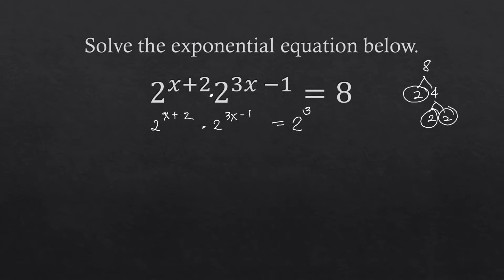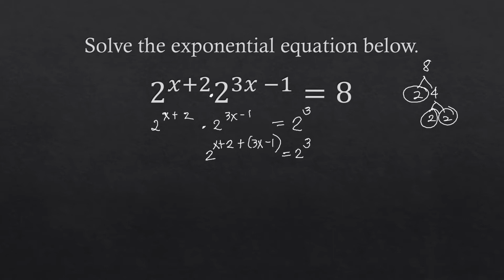So we copy our common base here, which is 2. We have 2 to the power of, our first exponent x plus 2, that will be added to our second exponent, which is 3x minus 1. And then that will be equal to 2 to the power of 3.